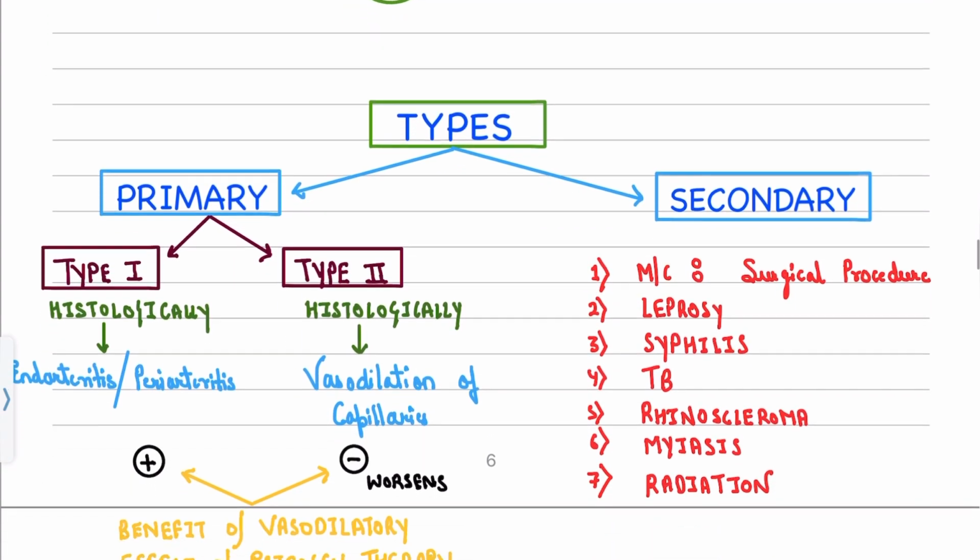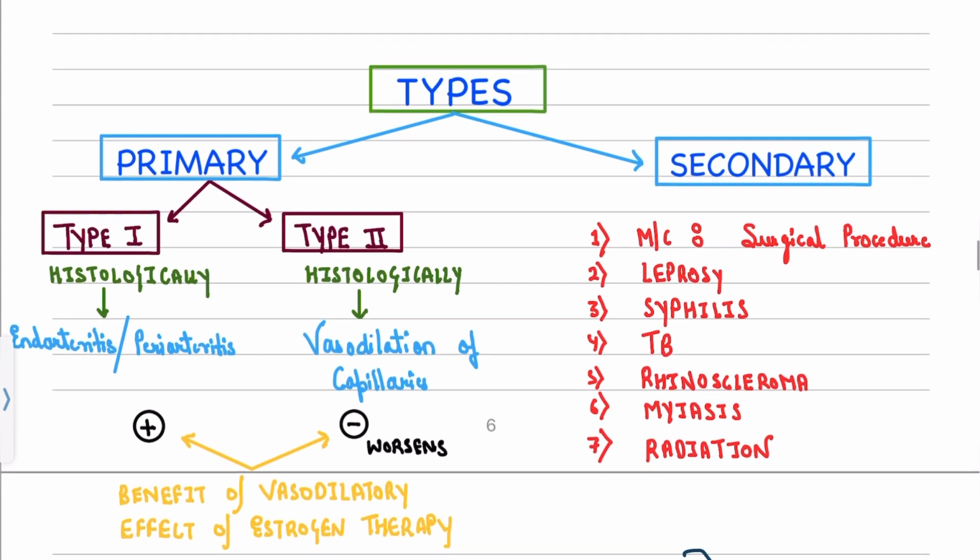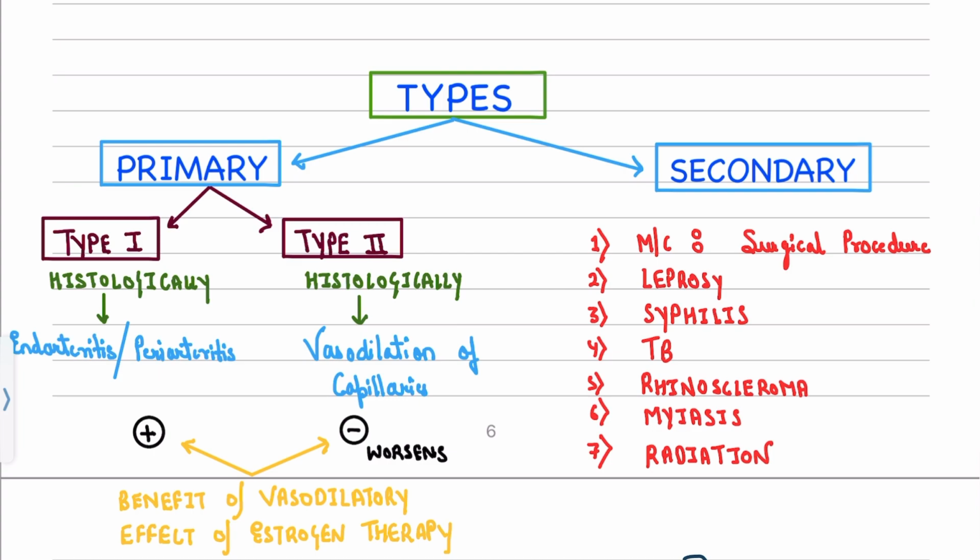So let's see what are the types of atrophic rhinitis. Atrophic rhinitis is of two types. We have primary atrophic rhinitis and we have secondary atrophic rhinitis. So primary atrophic rhinitis is further of two types, type 1 and type 2. Pay attention to this flowchart, it is very important. In type 1, histologically there is endarteritis or periarteritis, whereas in type 2 primary there is vasodilatation of capillaries.